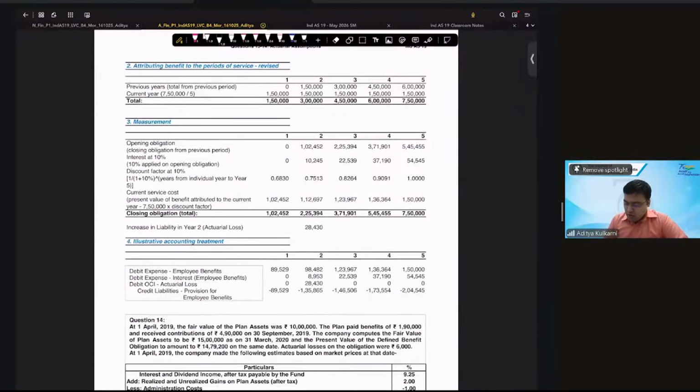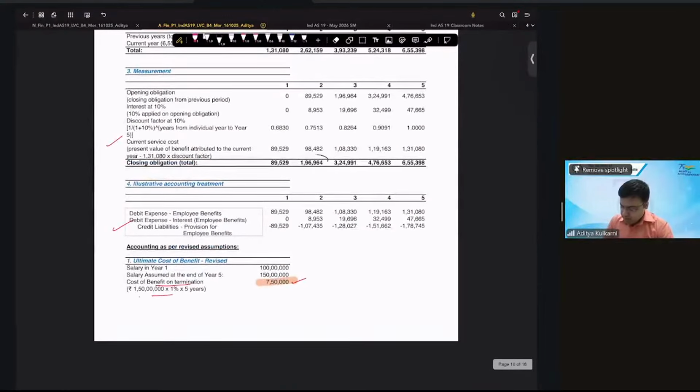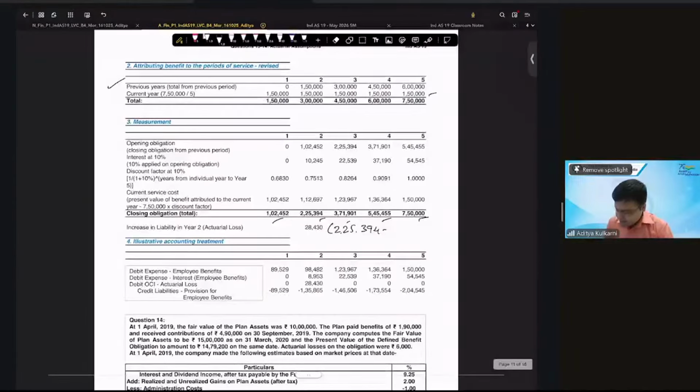So if I look at attribution, every year it will be 1 lakh 50. So I do the measurement on an annual basis. So 1,02,450 to 2,25,394. This is how the obligation builds up. So in year two, your obligation of 2,25,394 will be compared with 1,96,964.